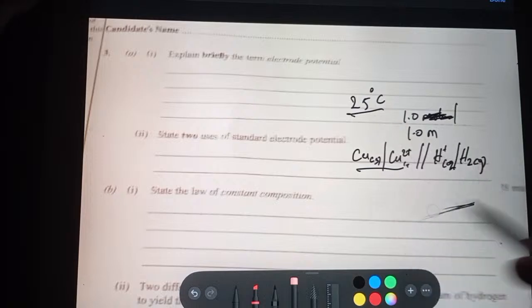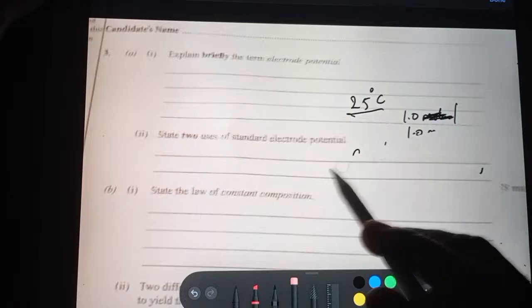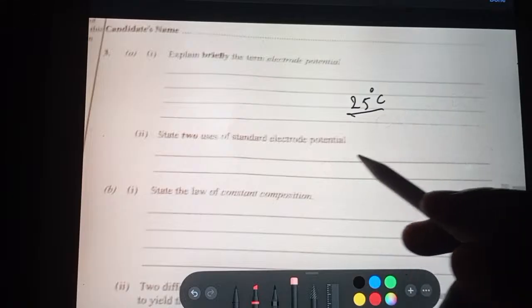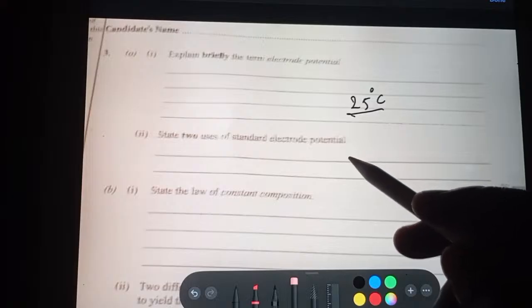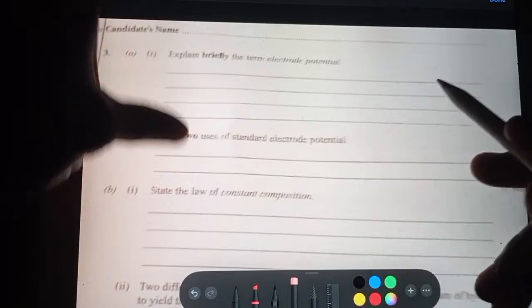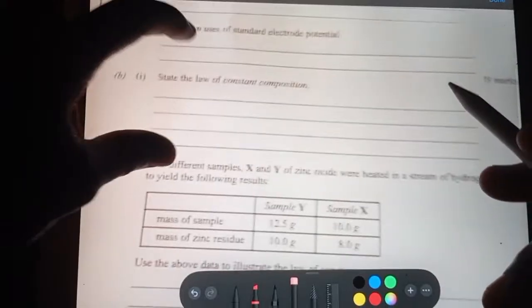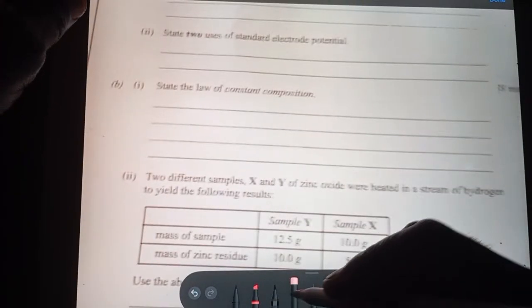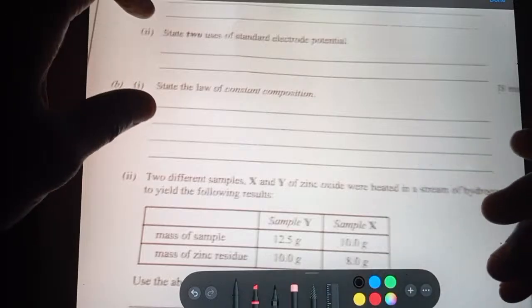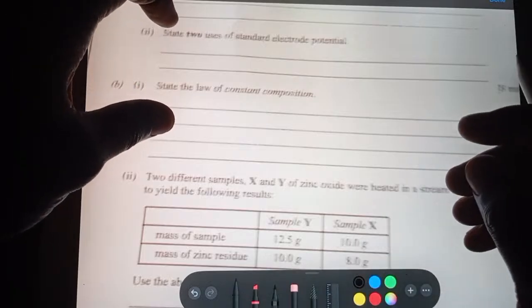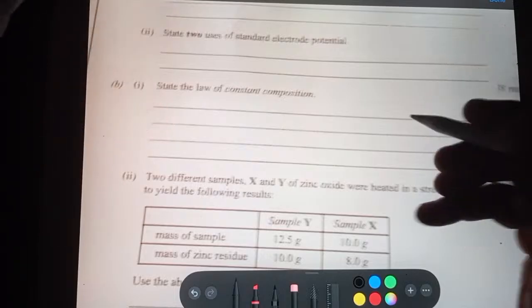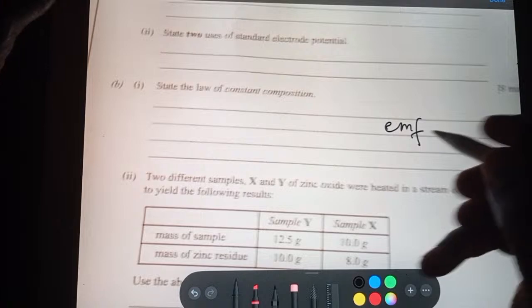The uses is that it helps us to predict reduction potential. You know that metals are reducing agents because they donate electrons, the one that donates faster. So the donation potential or the reduction potential. Then it also predicts the reactivity of metal. Standard electrode potential is also used to determine the EMF of, I'm answering this question.